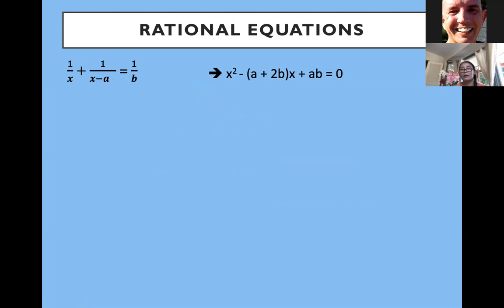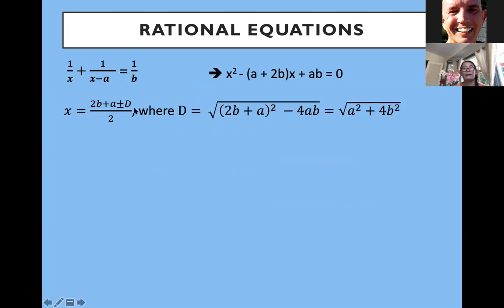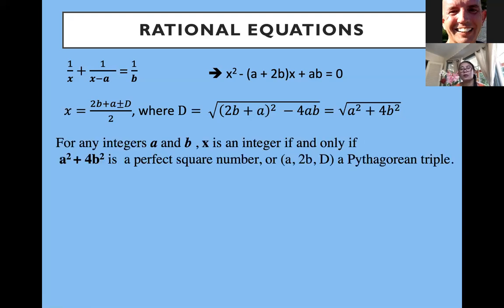And then using the quadratic formula, we have the answer in this form right here, negative b and so on. Your discriminant, you have this part right here. Now look at the discriminant: d equals the square root of a squared plus 4b squared. So d squared would be equal to a squared plus 4b squared. It's like the Pythagorean theorem.